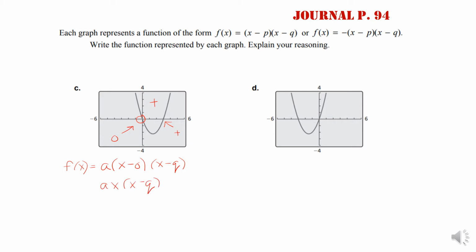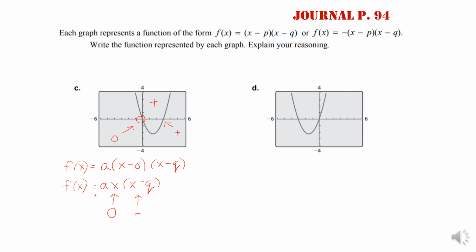So when you see a function or a quadratic that is in this form, you'll see that it's a positive. We don't know if there's a stretch or shrink because we don't know what a is, but there's one intercept that's 0 and one positive intercept.